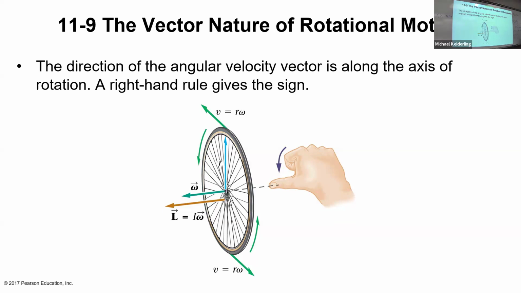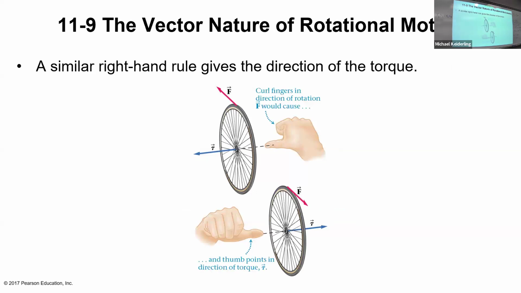And then if you have two rotations, you can combine them by adding the omegas. And it also allows you to work out what happens when you add a torque to something, because a torque changes the angular momentum. So if you have a torque on a rotating thing, you can get some interesting things like precession, the way that a top wobbles. So a similar right-hand rule gives you the direction of the torque. You curl your fingers in the direction the force is rotating it. That will give you the direction of the torque.